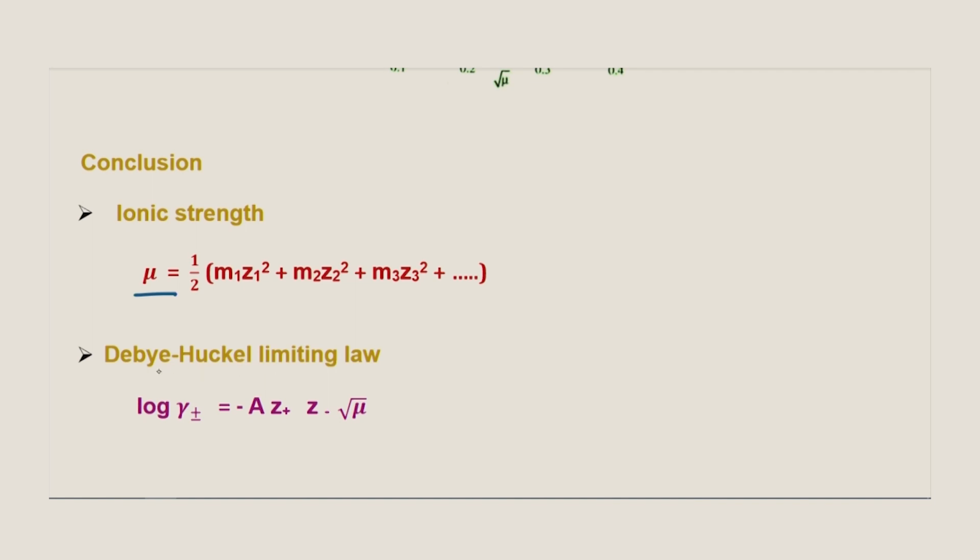Next, we have been dealing with Debye-Huckel limiting law and also its validity, that is log of mean ionic activity coefficient is equal to minus A into Z plus into Z minus into square root of mu, where A stands for a constant which depends upon nature of the solvent and temperature, Z plus and Z minus are the valencies of cation and anion, and mu is the ionic strength of the electrolyte.